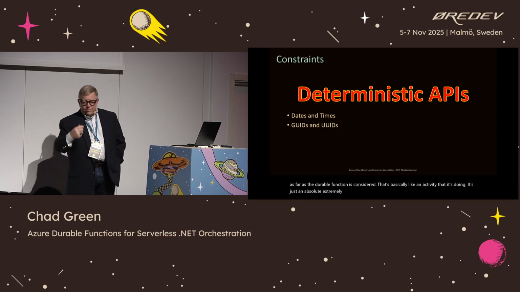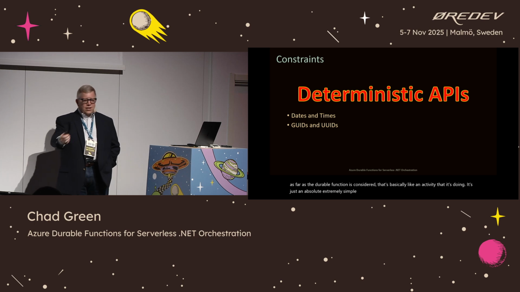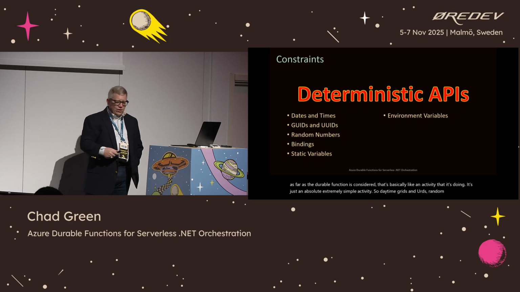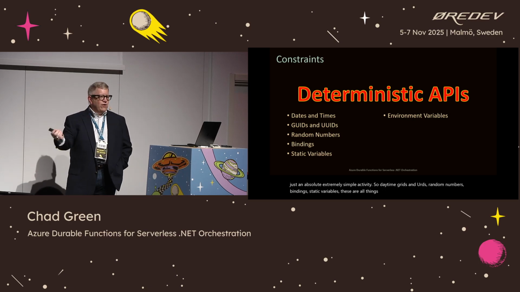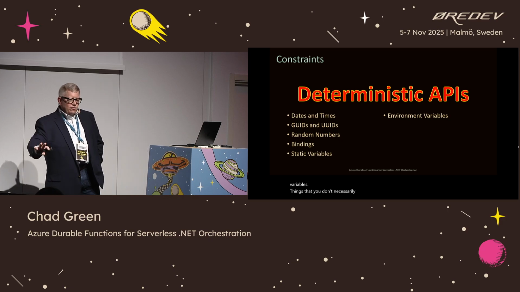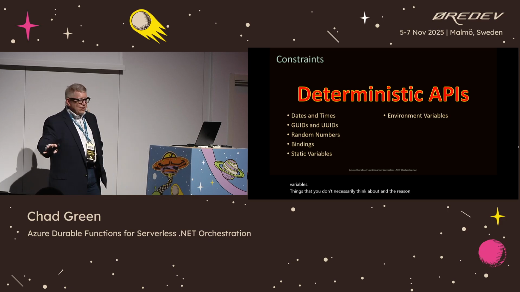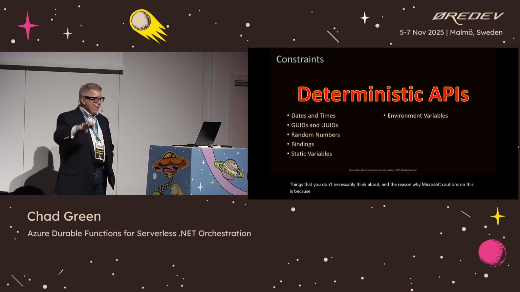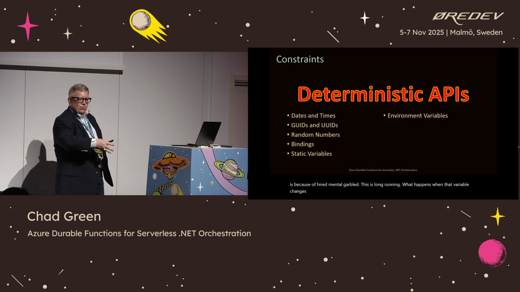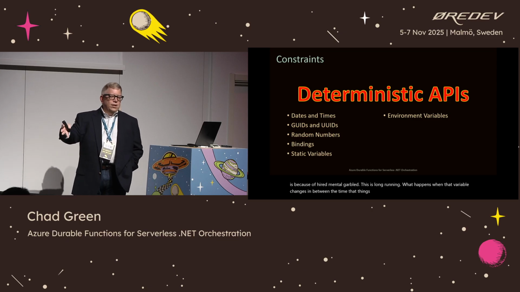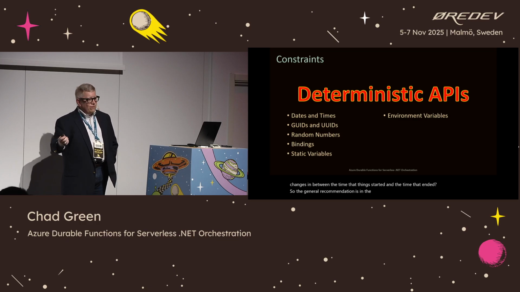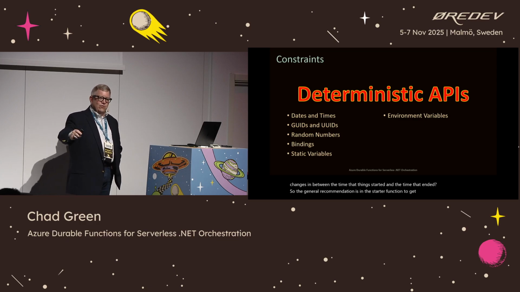So date times, GUIDs and UUIDs, random numbers, bindings, static variables. These are all things you need to be concerned with. Environment variables, things that you don't necessarily think about. And the reason Microsoft cautions on this is because this is long running. What happens when that variable changes between the time that thing started and the time it ended? So the general recommendation is, in the starter function, to get those environment variables and actually feed that into the orchestrator.